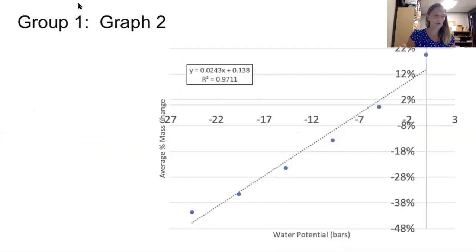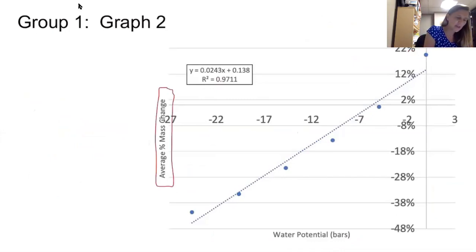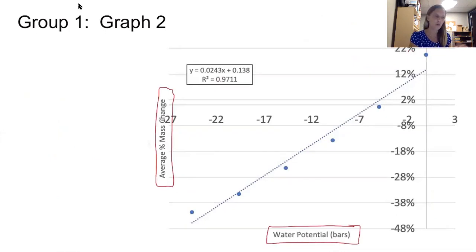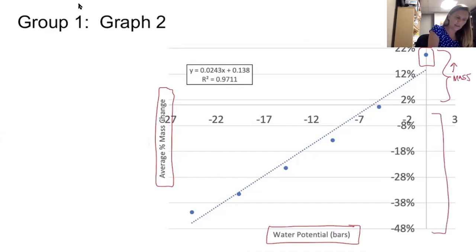So we have a very similar situation when we're looking at the second graph. But again, we have different x and y coordinates. So the y-axis has not changed. We're still looking at the average percent mass change. The x-axis, however, is different. Now we're looking at water potential, right? So those were calculated on your curve before. And what you can see is at this point up here, we're seeing an increase in mass of the potato. Any point below that 0 on the y-axis represents a decrease in mass, right?